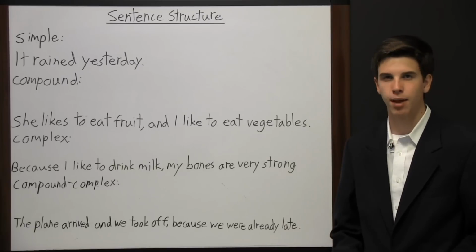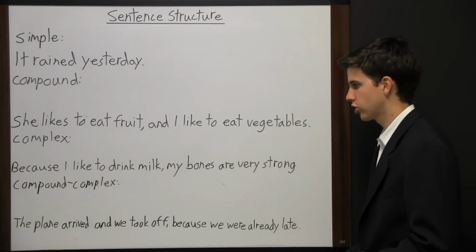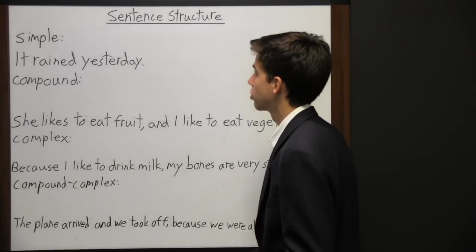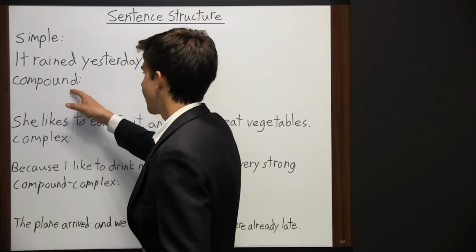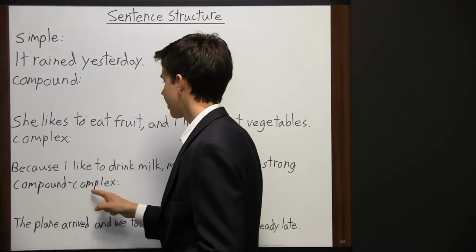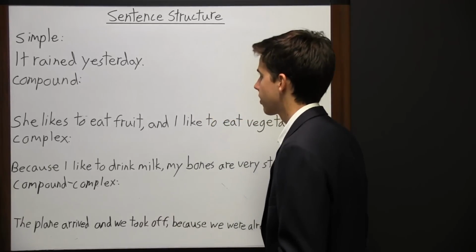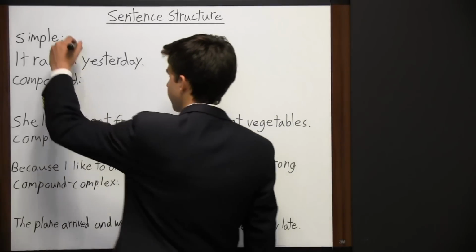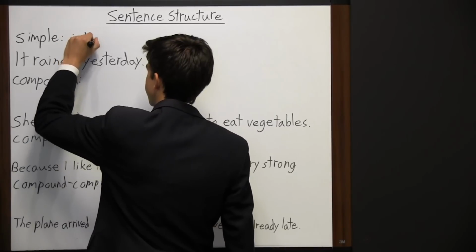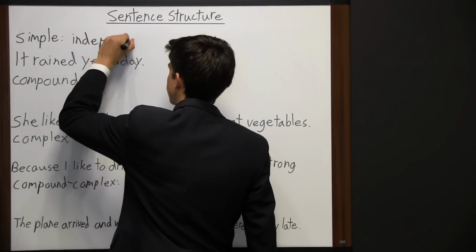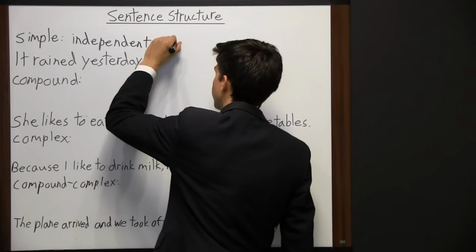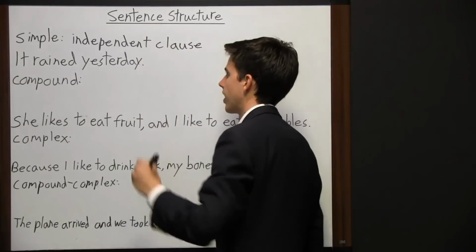A sentence can be identified according to its structure. So the four different types of structures are simple sentence, compound sentence, complex sentence, and compound complex sentence. So a simple sentence is made up of just an independent clause. An independent clause is a clause that can stand by itself.